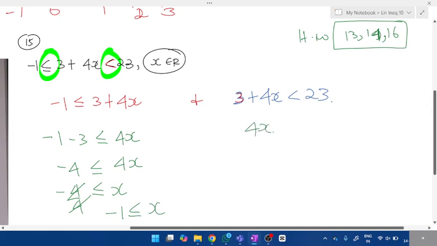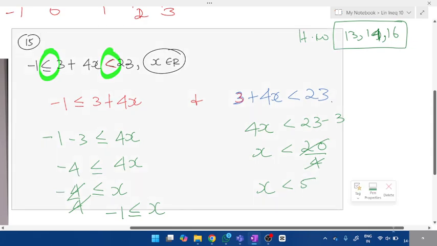Second inequality: we get 4x is lesser than 23 minus 3, sir. So 4x is lesser than 20. Okay, x is less than 20 by 4, and you get 5, sir. So x is less than 5. What's the entire inequality?